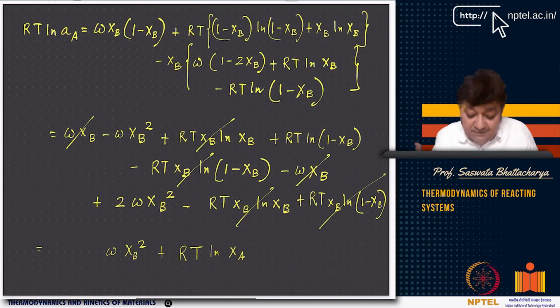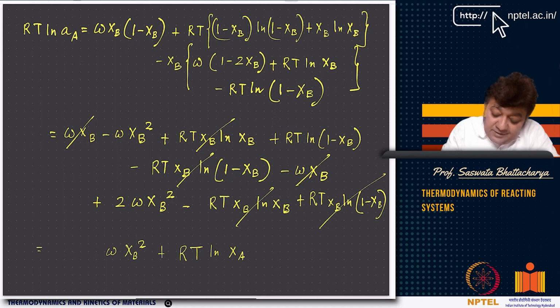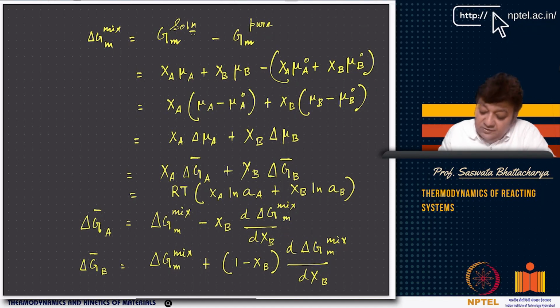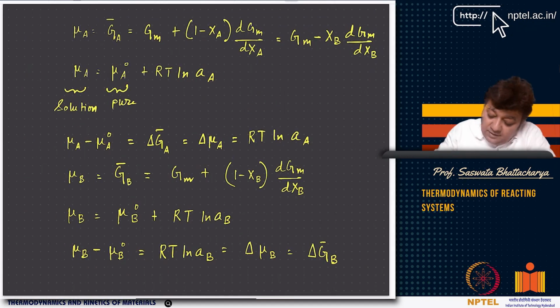And the second thing that I want to tell you is that if it's a non-ideal solution, a regular solution, for example, you can also calculate the activity by equating it. This activity you can equate, because mu A equals mu A0 plus RT ln a_A, and mu B equals mu B0 plus RT ln a_B. And remember, you can do it for the solution also, because mu A minus mu A0 is basically mu A in the solution minus mu A0 in the pure state, which is delta G_A bar.